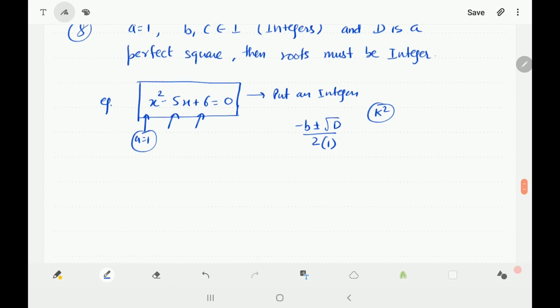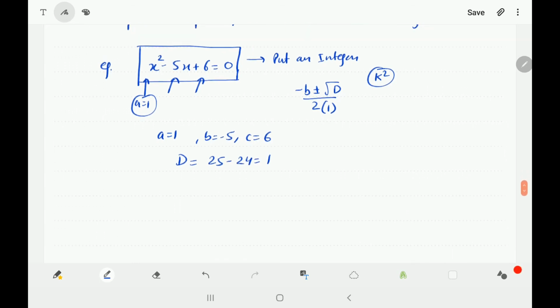So I have taken the example x square minus 5x plus 6. Let's see, a is 1, b is minus 5, c is 6, hence all the terms are integer with a as 1. If you calculate d, it will become b square minus 4ac, which is 1, which is also a perfect square. Now if you calculate the roots of this equation, you can easily calculate x minus 2 into x minus 3 is equal to 0, hence roots are integer.